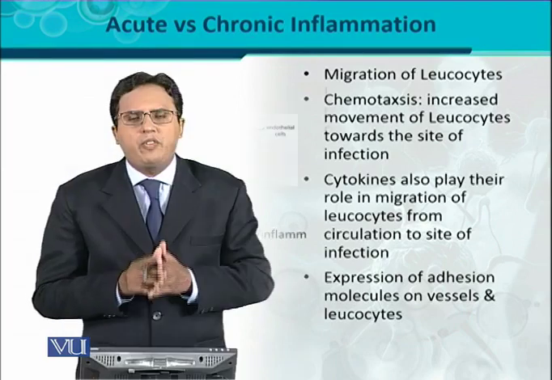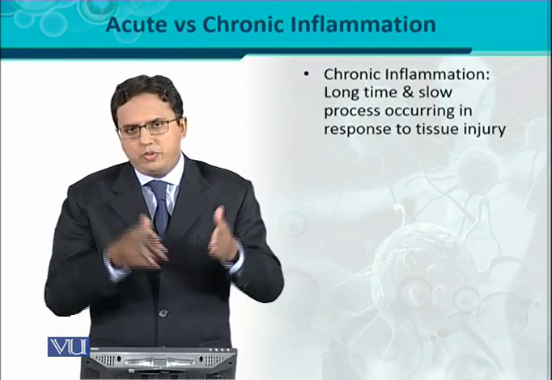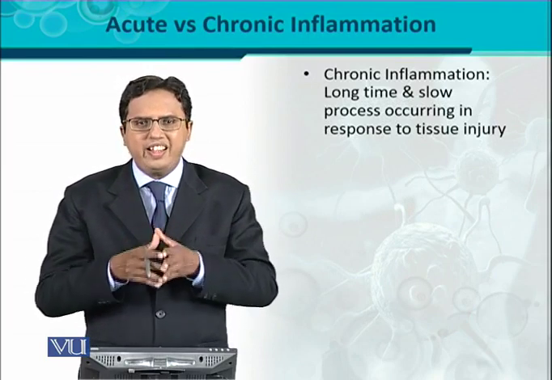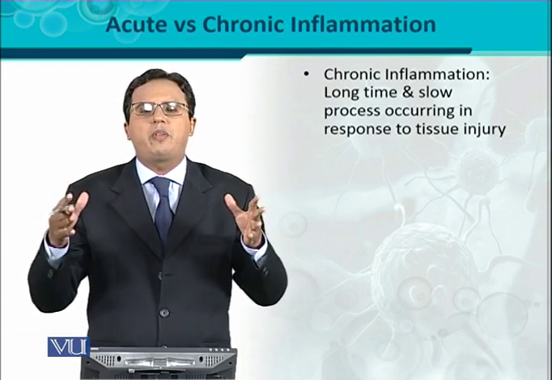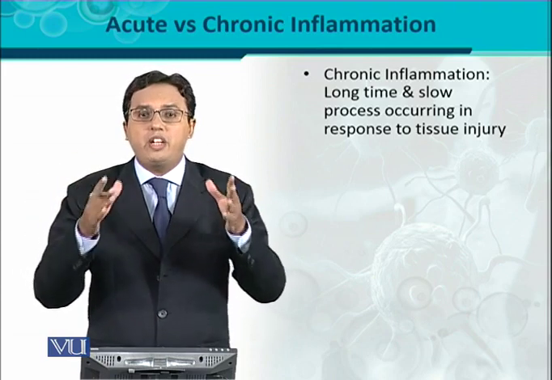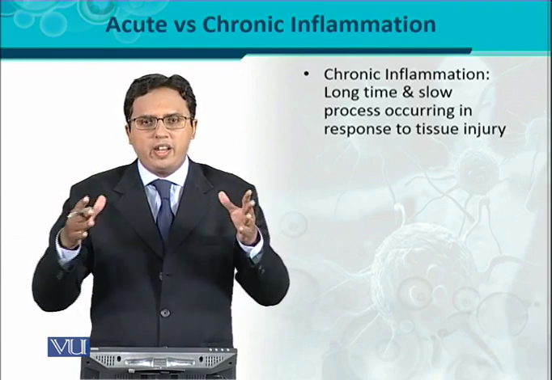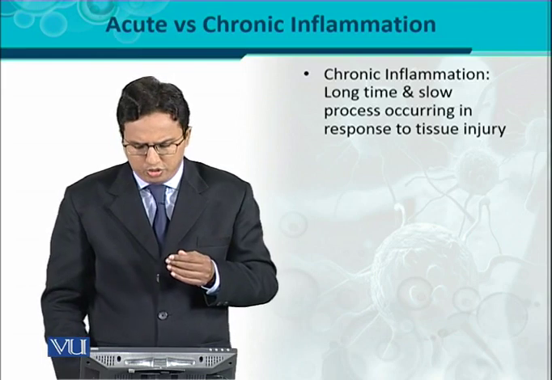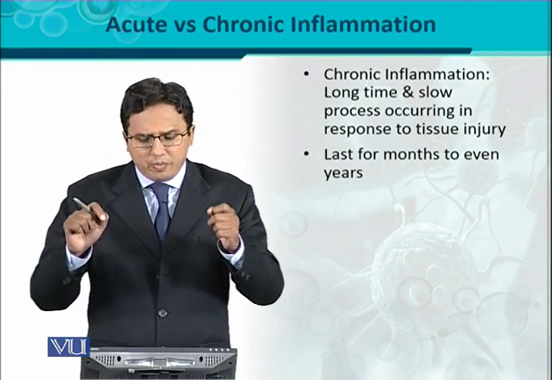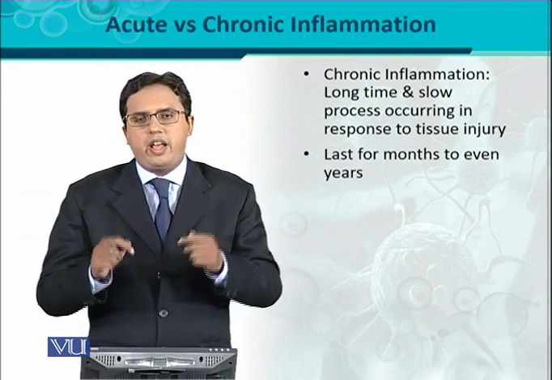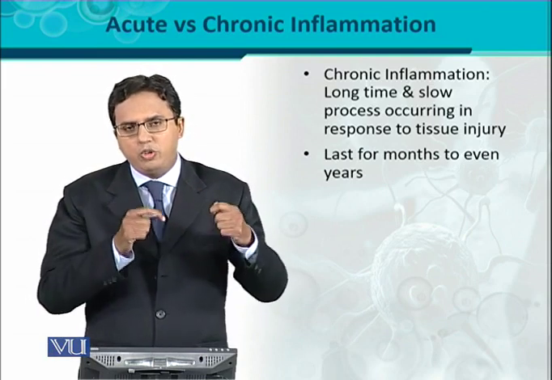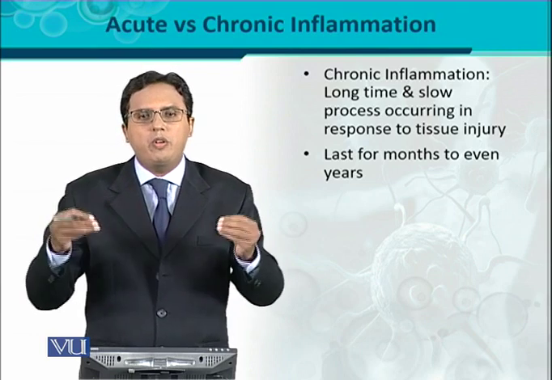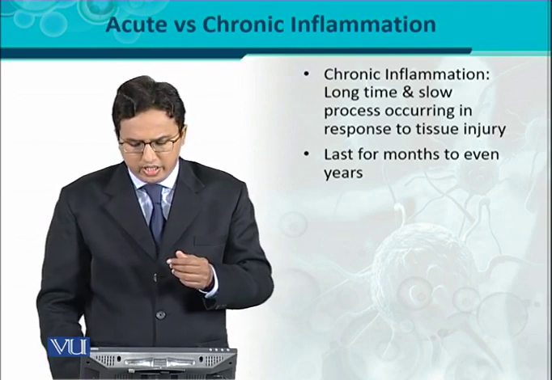Now, the chronic inflammation. Last time we just discussed the acute inflammation. Now the chronic inflammation. Chronic means that it is a prolonged form of inflammation, in contrast to acute, which is a very short time, very short span. But here there is a long time and a slow process occurring in response to tissue injury. So it can last from months to even years. In comparison to acute, which occurred in minutes or hours, here the inflammatory process is very prolonged. Months to years it can prolong.